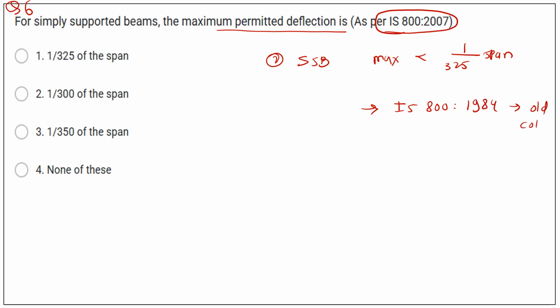But this value is regarding IS 800 1984, which is the old code, and the new version of this code is IS 800 2007, in which the maximum permitted deflection is 1 by 300 of the span. So you can correct the value of this deflection from the second question. For this question, the permitted maximum deflection is 1 by 300 of the span. The second option is correct here.